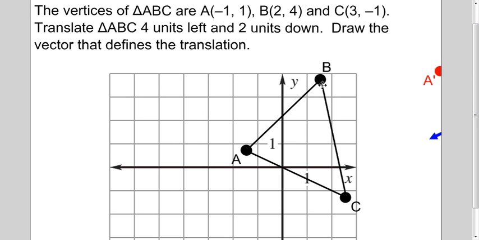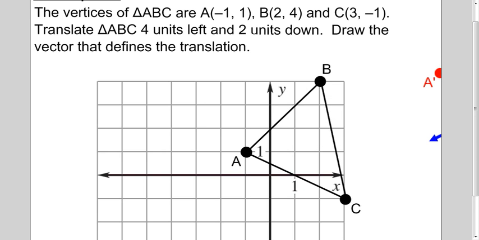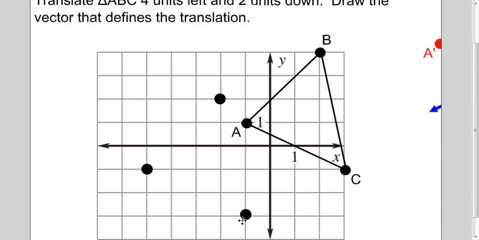So here is my triangle ABC. I had my grid a little bit off, sorry. So I want to translate 4 units to the left and 2 units down. So for every point, I'm going to go left 1, 2, 3, 4, and down 2. Left 1, 2, 3, 4, down 2. Left 1, 2, 3, 4, down 2. So here is the image, triangle A prime, B prime, C prime.